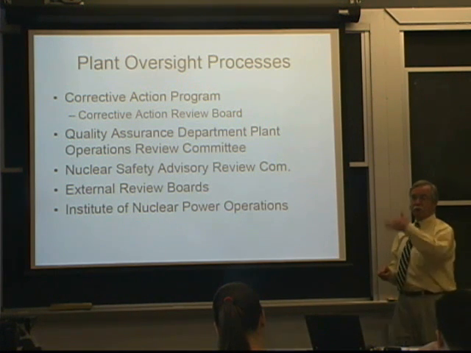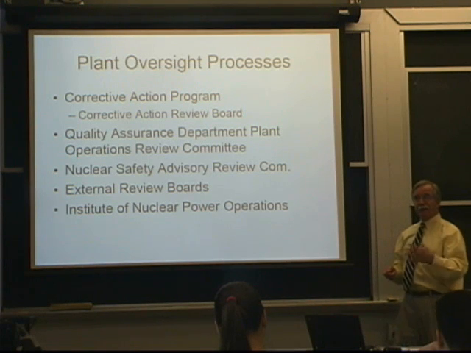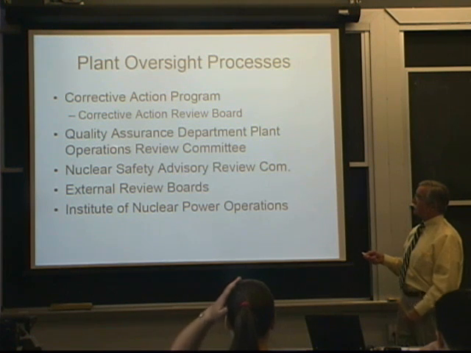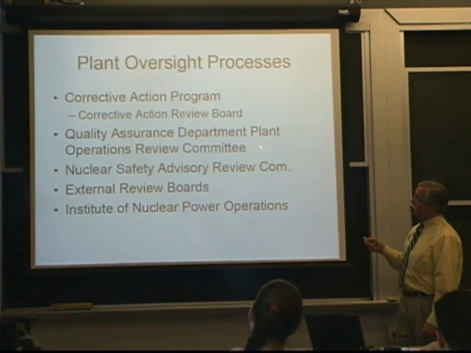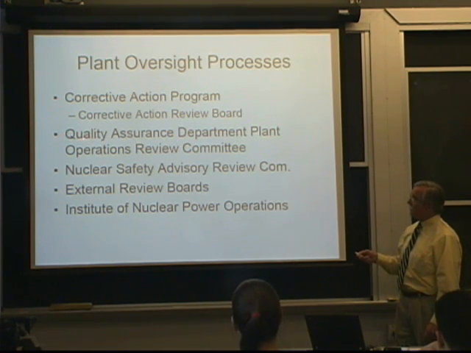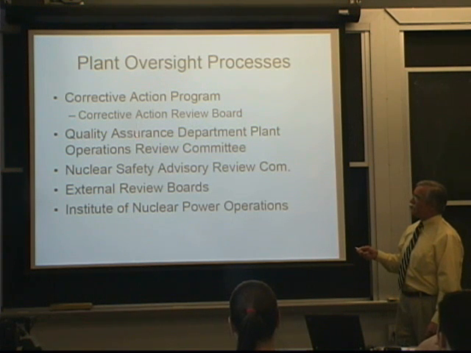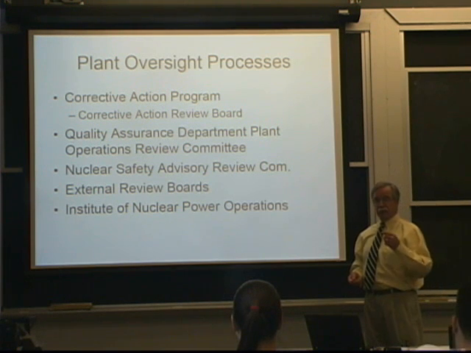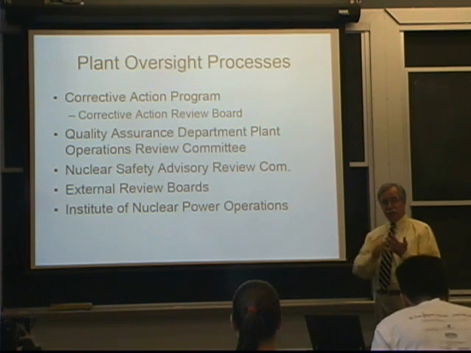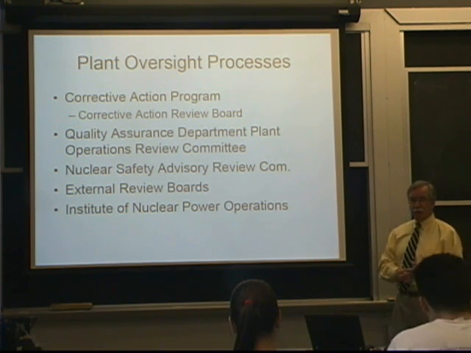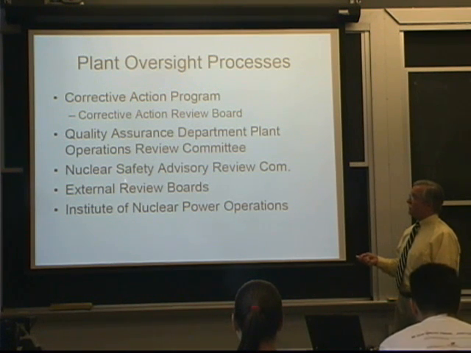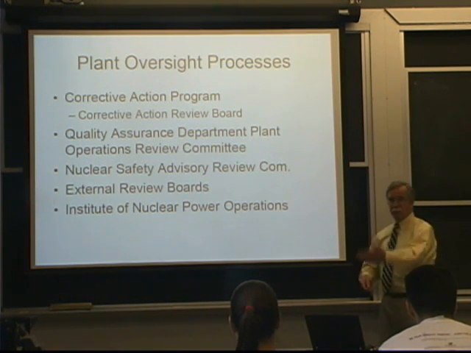And some people look to the number of events that are reported as an indicator of a healthy corrective action program, particularly if you can address them. The quality assurance department isn't necessarily involved with the corrective action program, but they oversee tests, surveillances, design changes, things that they have a regular audit program, and they do what you might call peer inspections.